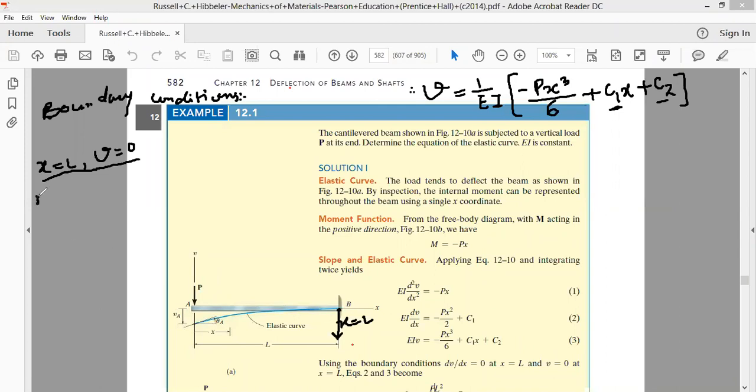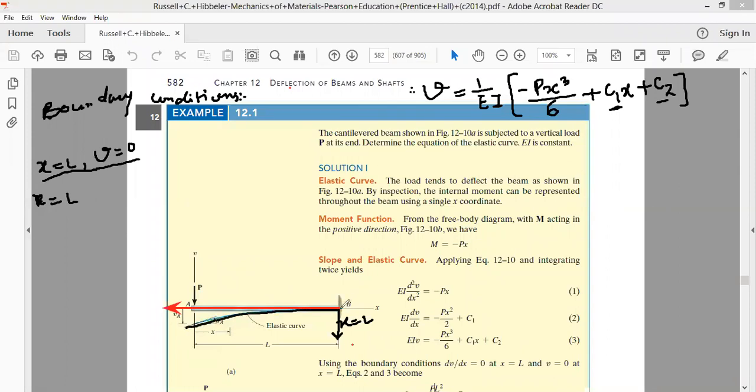At x equal to L, we have one more condition. The line very close to this fixed end, these points do not undergo deflection. Initially the axis of the beam was straight like this, before the application of the load. Now, as we apply the load, the axis of the beam is shifting and taking this shape.